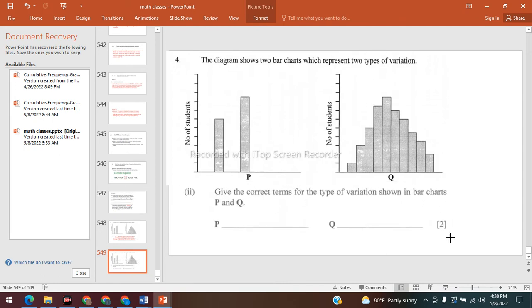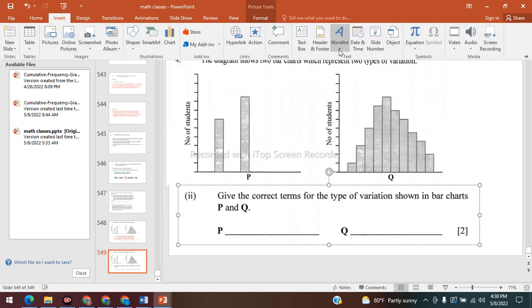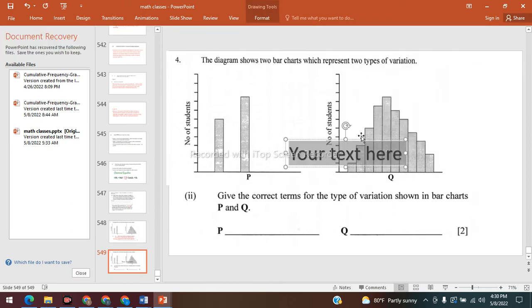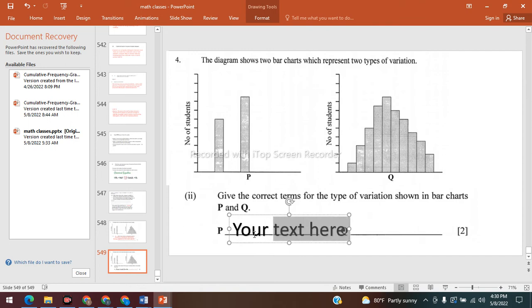All right, give the correct terms for the type of variation shown in bars P and Q. Is that the number of students? What is that sideways? That's the number of students. Okay, this is discontinuous P, and this is continuous. Very good. So for P, it's discontinuous variation.